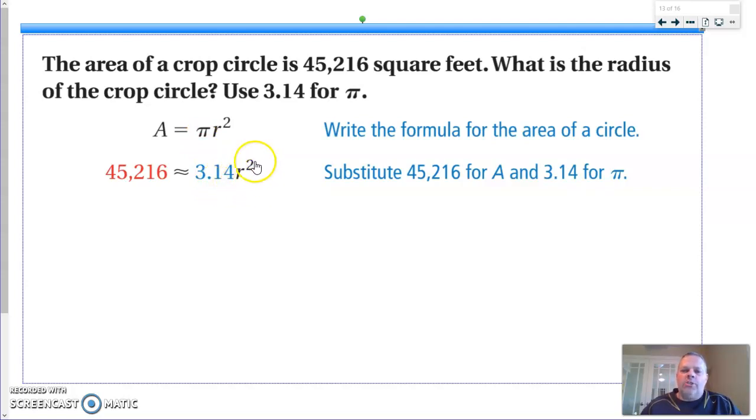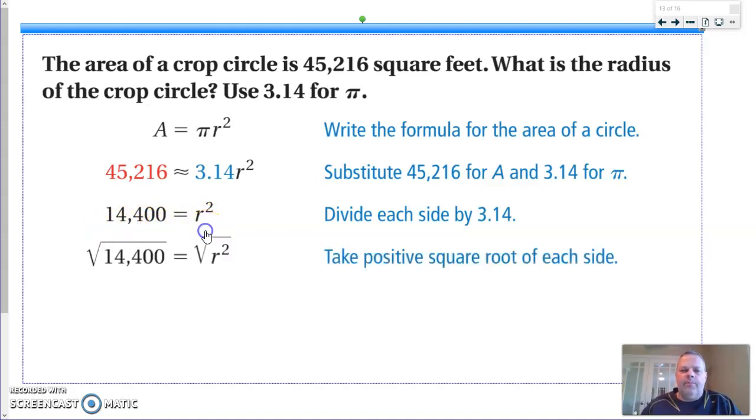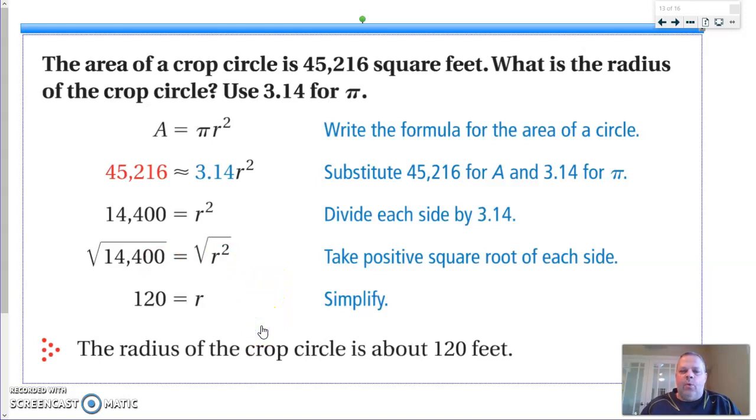We want to get r squared all by itself, so we must divide by 3.14, which gives us 14,400. Now we need to know what times itself is 14,400. So we take the square root of r squared, which is r. We take the square root of 14,400, which is 120. Our answer is the radius is about 120 feet.